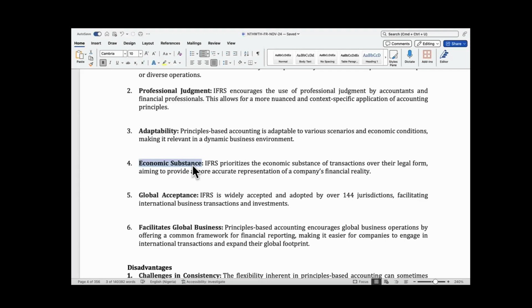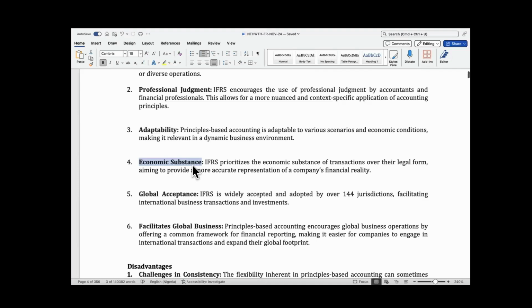Because of the dynamism of transactions, and because of the adaptability of IFRS, it will make sure you present economic substance. You will learn more about economic substance in the next topic. But for today, just see economic substance as the core transaction of the business. With IFRS, you can ensure that you are recording the core transaction of the business in your books. Okay, let me leave that as that.